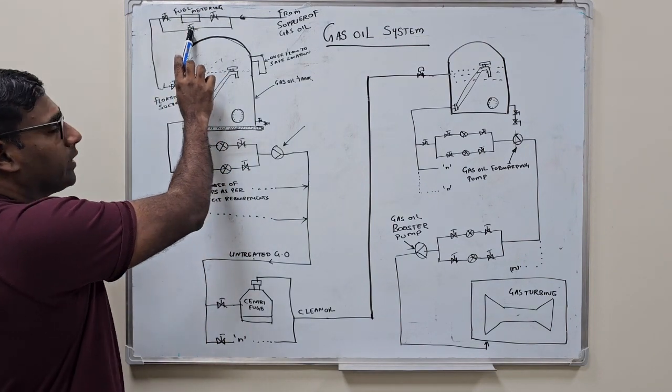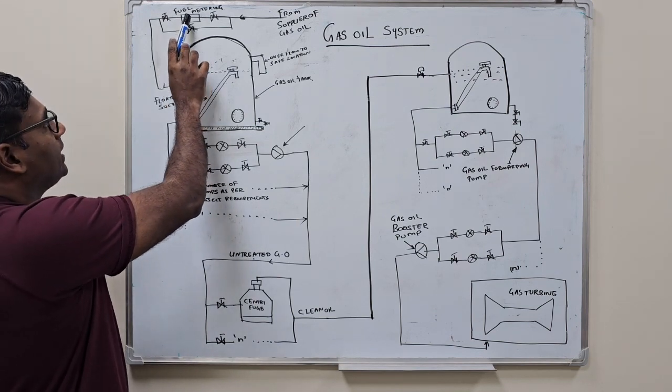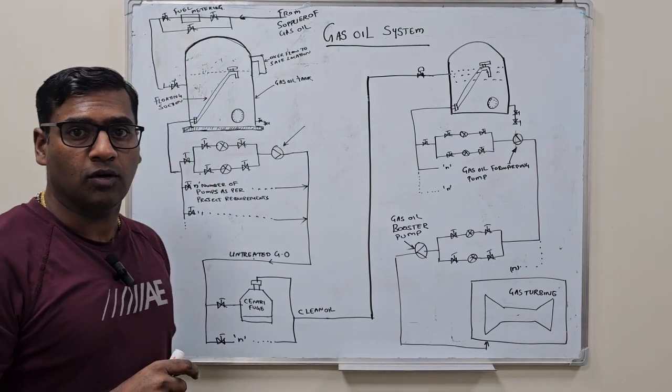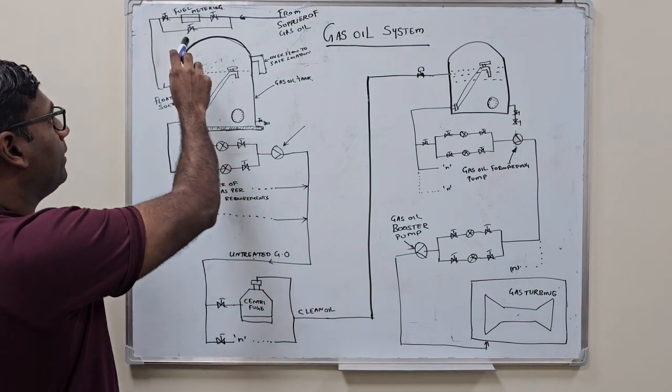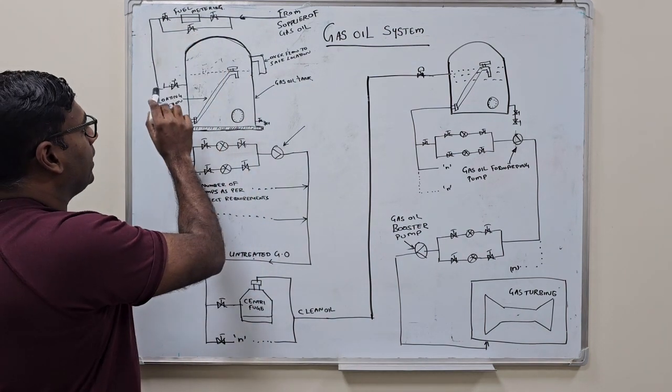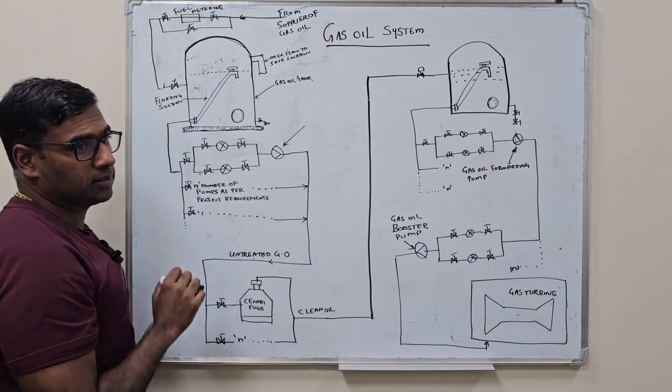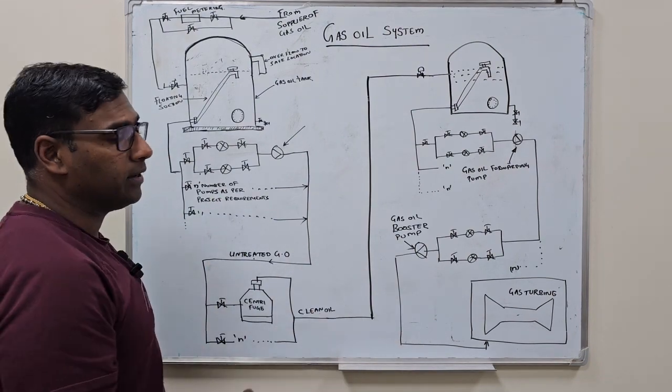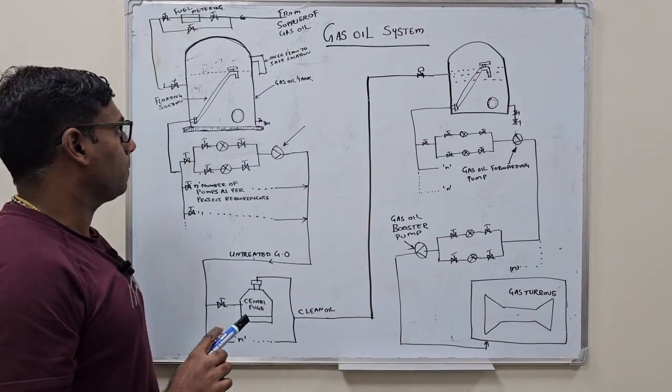As you can see, I have provided a bypass line over here. In case of any maintenance on this fuel metering station, we can simply open the bypass line and utilize it to fill the tanks, so that the gas turbine can be operated without any interruption.